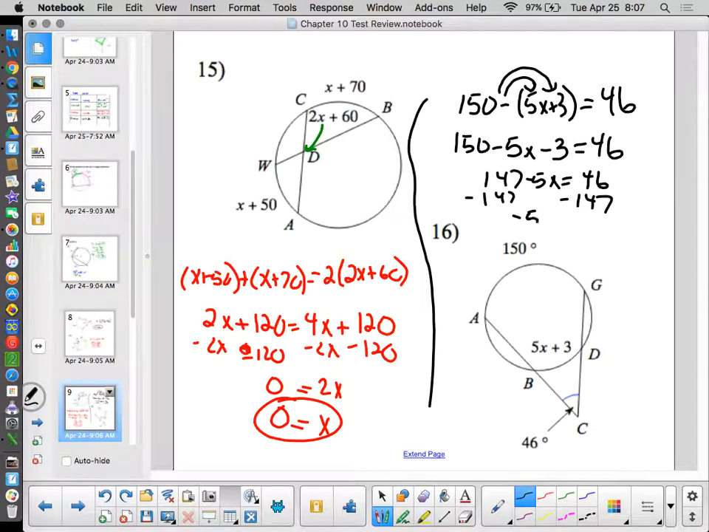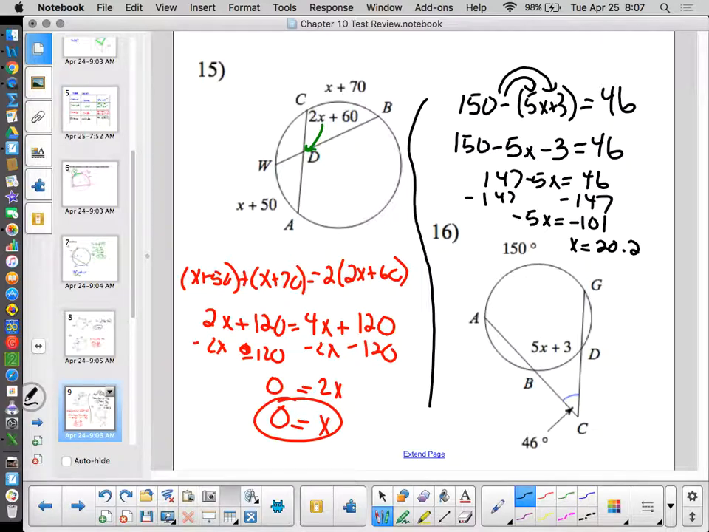Okay, so negative 5x equals negative 101. So x equals 20.2. Is that what it said? Check that answer back. I'm feeling unsure about that. Well, that could be right. That'd be a whole number.